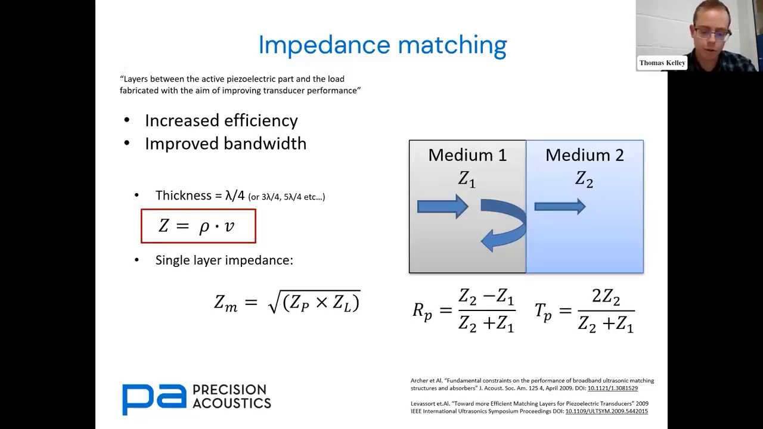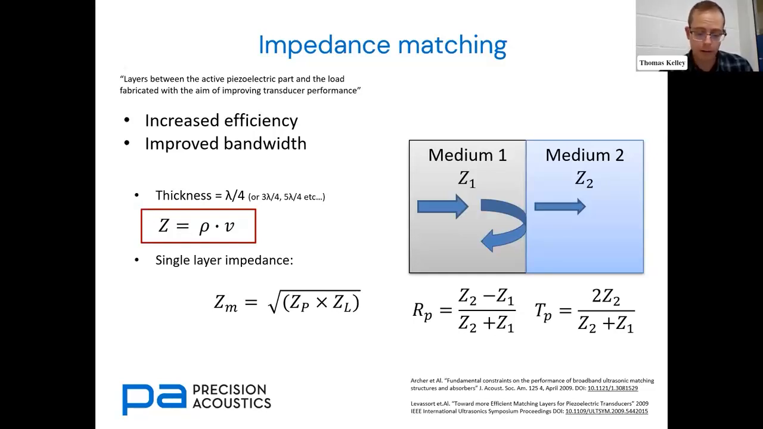So to produce quarter wavelength layers, they become very thin, and we must consider how we're actually going to achieve them. In practice, we'll need to consider the wave speed in the matching layer material itself rather than water, which is likely to be the load. So it may be faster, in which case we could use a thicker layer, but we're still looking at very thin layers, and we still need the ability to tune them very accurately.